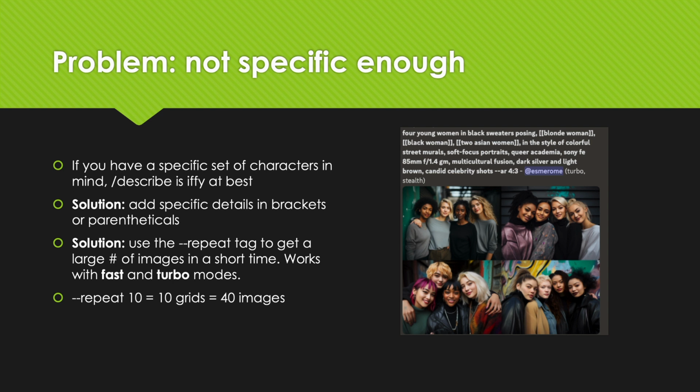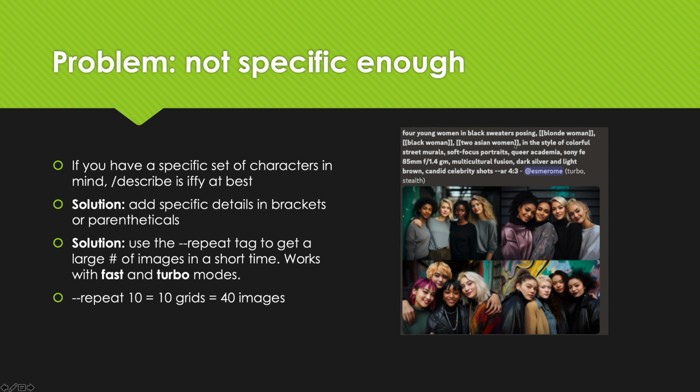You can also use the repeat tag to get a large number of images in a short time. This is kind of like using the curly brackets to get variations of your prompt, but it'll just repeat the same exact prompt however many times. So this works with fast and turbo modes. And remember, if you're going to use repeat, don't specify the seed, because then you'll just get the same images repeated like 5 different times.